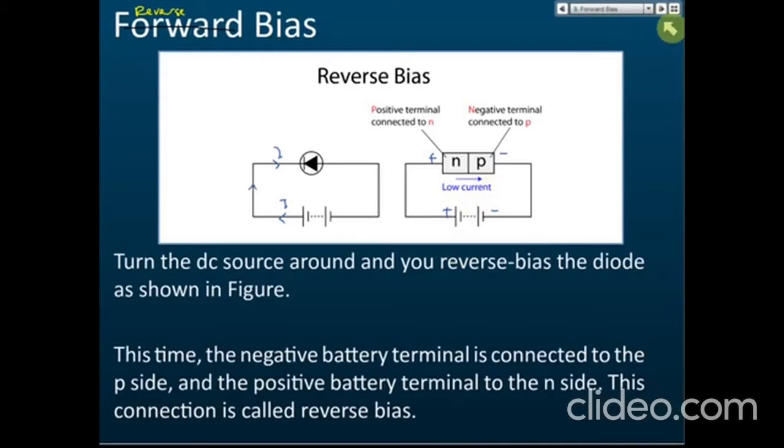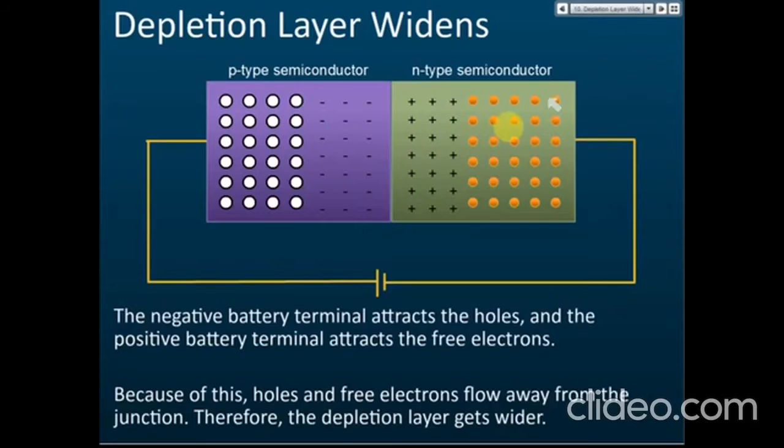Let's see the explanation of why there is no current flow in reverse bias. Let's come back to this depletion layer. This is the positive terminal, this is the negative terminal. Something is wrong, I think this one is still forward bias. The connection is not correct, so let's change this a little bit. Let's make it like this. So this is the negative terminal and this is the positive terminal.